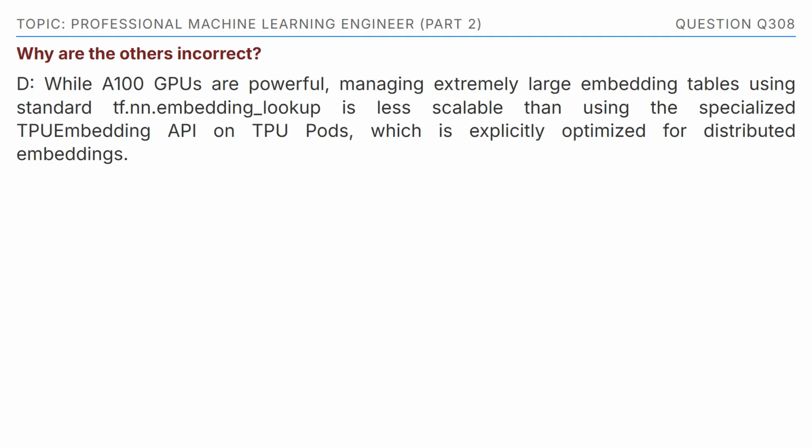D. While 100 GPUs are powerful, managing extremely large embedding tables using standard tf.nn.embedding_lookup is less scalable than using the specialized TPU embedding API on TPU pods, which is explicitly optimized for distributed embeddings.